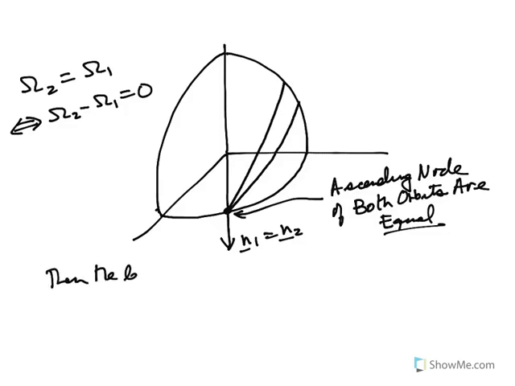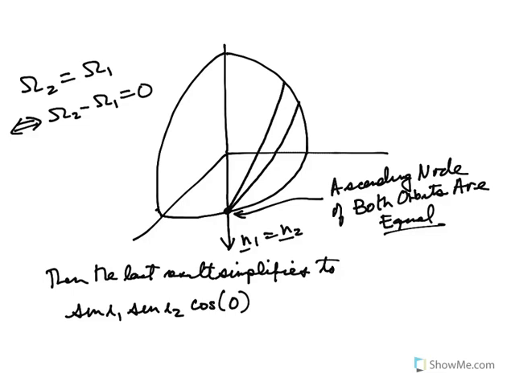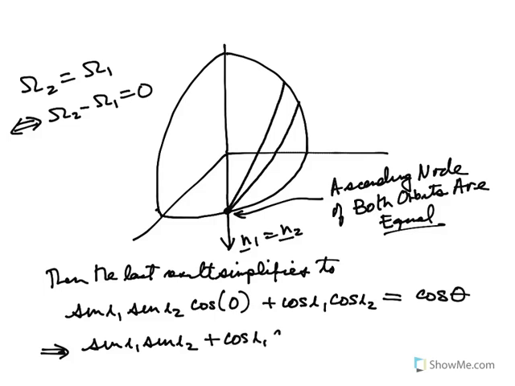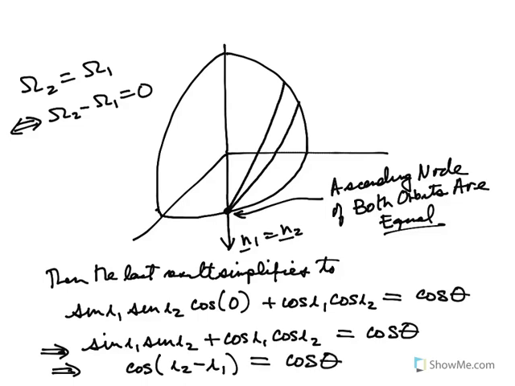So the last result simplifies to sine of I1 times the sine of I2 times the cosine of 0 plus cosine I1 cosine of I2 equals the cosine of theta. The cosine of 0 is 1. So this gives sine of I1 sine of I2 plus cosine I1 cosine I2 equals the cosine of theta. But the left-hand side just says that the cosine of I2 minus I1, which is equal to cosine I1 cosine I2 plus sine I1 sine I2, equals cosine of theta, which implies that I2 minus I1 is equal to theta.